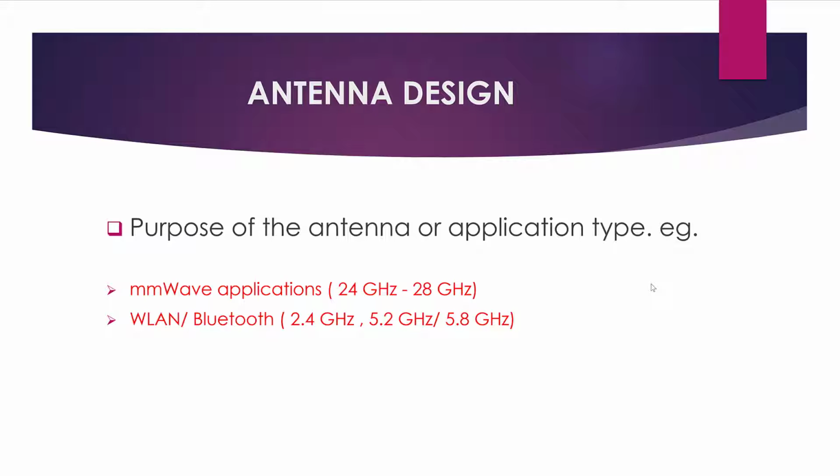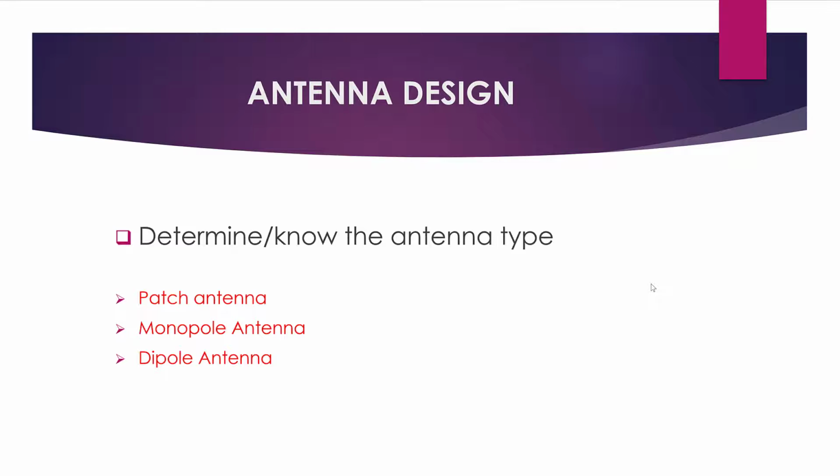For example, an antenna for millimeter wave application, as you can see, will be from the 24 GHz to 28 GHz band. If it is WLAN or Bluetooth, as you can see, you can have 2.4 GHz and also 5.2 GHz. In other words, you must establish the operating frequency or the resonance frequency of the antenna you want to design. Two, you should also determine the antenna type.